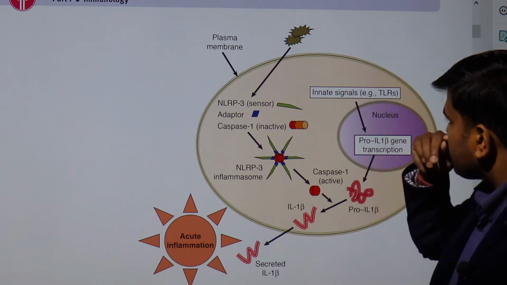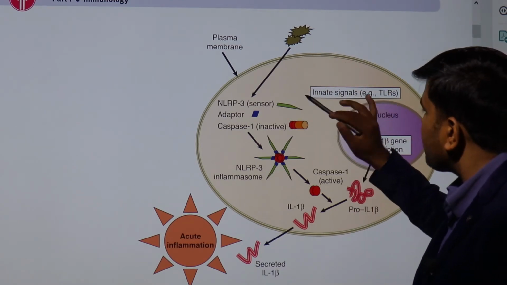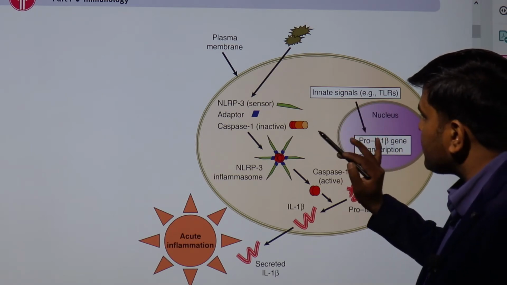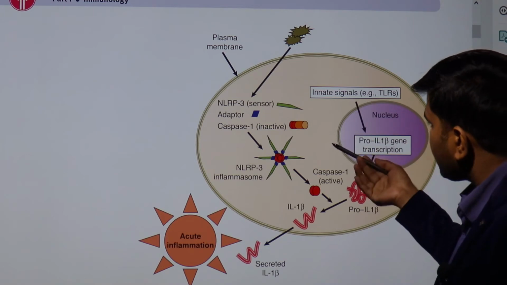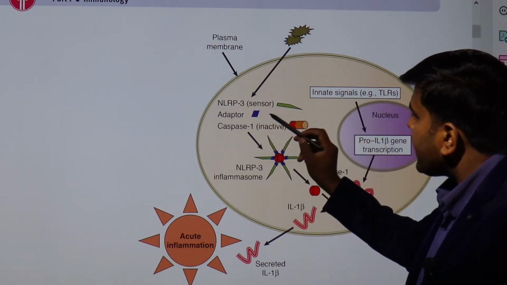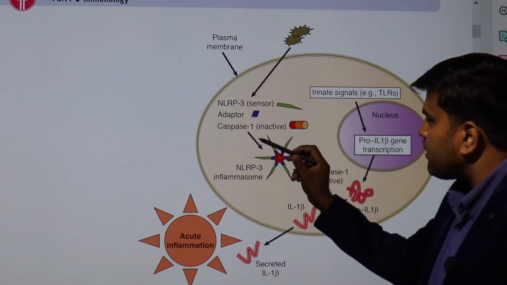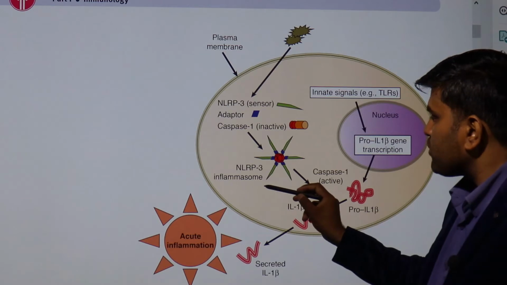So in inflammation, what happens if there is a stressor, that is the pathogen or stressor? You can see this is a plasma membrane. Inside is the myeloid cell. You can think about a macrophage or neutrophil or something like a dendritic cell. Inside this, they have this NLRP3. This NLRP3 is a sensor. There is an adaptor, and there is the caspase 1. So this is the NLRP3 inflammasome.